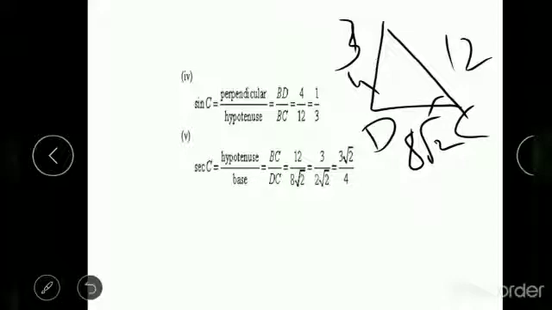Okay, first one what you have to find out, sin C. Okay, sin is perpendicular divided by hypotenuse. So what is the perpendicular here? BD, and the hypotenuse is BC, that is 4 divided by 12, that is 4 ones are 4 3s are, that you get 1 divided by 3 as sine. Okay, sin C is equals to 1 divided by 3. The fifth one is secant C.